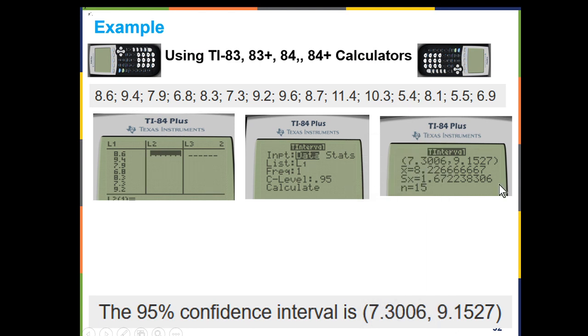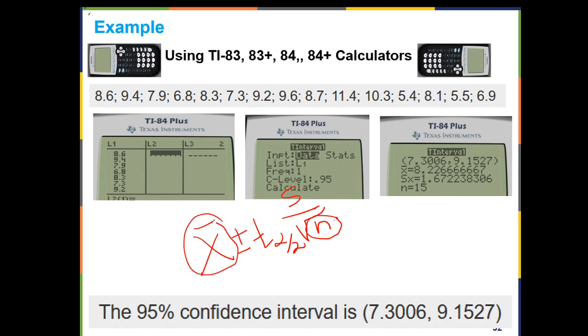You see, in a matter of a second, maybe a fraction of a second. So what does the calculator do for you? It does all this for you: x̄ plus and minus t times s over the square root of n. The calculator knows n because it gets it from L. It knows this because it gets it from memory, and it knows this because it gets it from your sample. Then it gives you the answer, that interval right there.